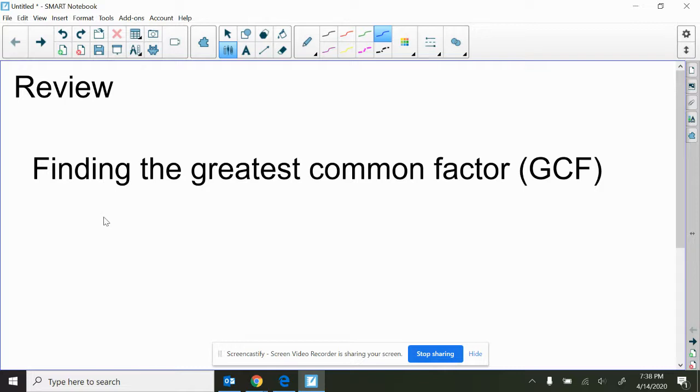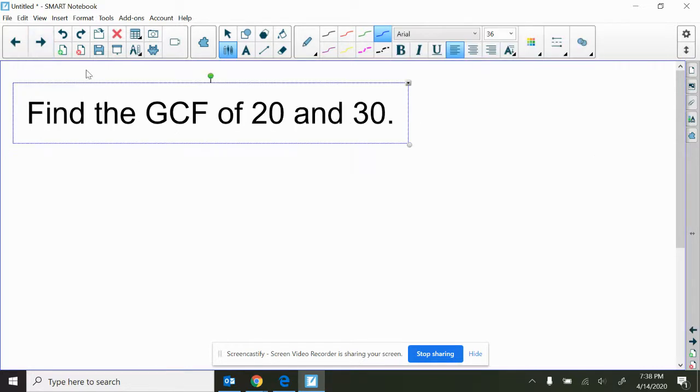The topic for today is finding the greatest common factor, or GCF. If you can remember from early in the year, this was about the first month or so. The greatest common factor is the largest number that goes into two or more other numbers. Looking at an example here, finding the greatest common factor of 20 and 30.